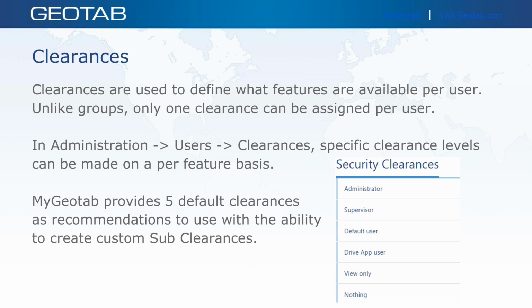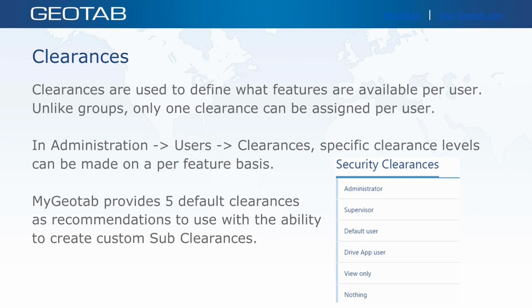Okay, so when we talk about clearances, this is different from groups, and this is really where you can set up users and what they have access to see as far as features within the actual software itself. So unlike groups, only one clearance can be assigned per user, which makes perfect sense when we go through it. To see your clearances, you would go into Administration, Users, and then there's a clearance button at the top.